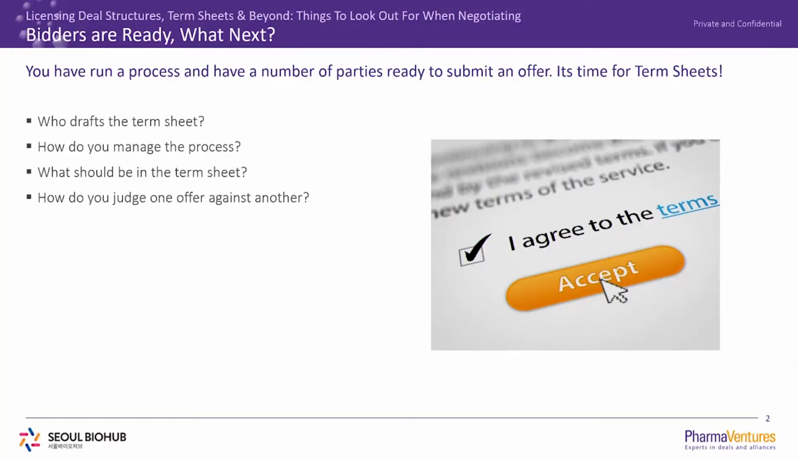And those indicative offers usually take the form of a term sheet. And that's what we're going to start talking about first. So who drafts the term sheet, how you manage that process, what items you need to put in the term sheet, and then if you've got multiple people you're in dialogue with, how you judge one submission of a term sheet from somebody else's, so that you can make judgments about who's a better partner for you.